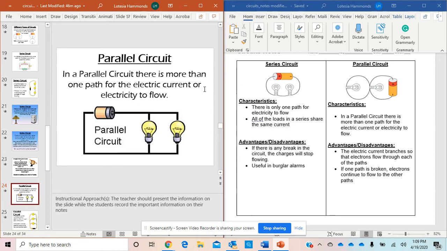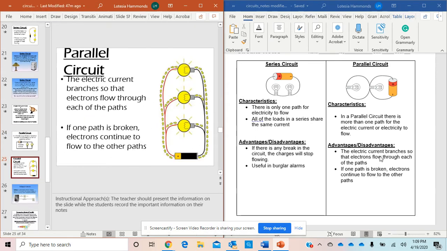And for characteristics, you should copy the information that's located here. In a parallel circuit, there is more than one path for the electric current or electricity to flow. So you still have your one power source, but notice now you have different directions in which the energy can go. So we have a bulb here and a bulb there.